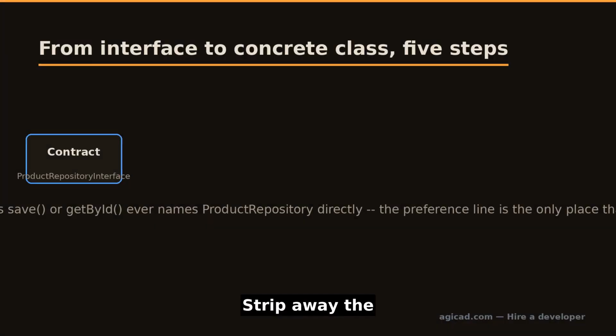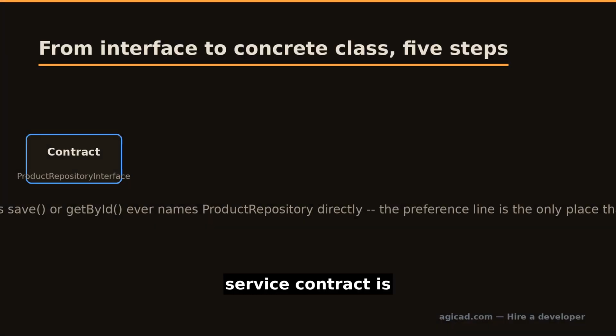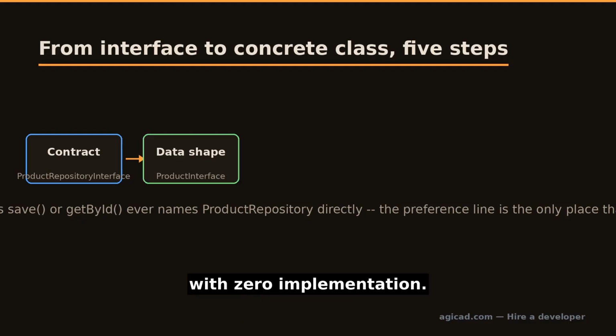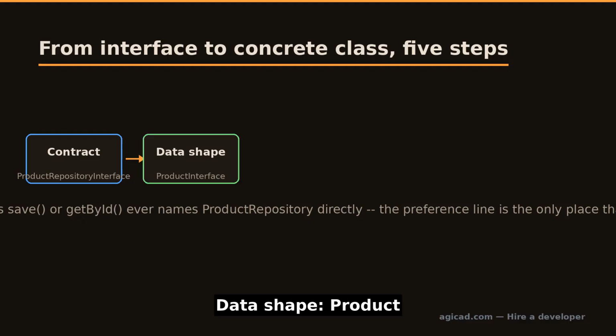Strip away the code, and a service contract is 5 stages. Contract: product repository interface declares behavior: save, getById, delete, getList, with 0 implementation. Data shape: product interface declares what a product is: SKU, name, price, and the rest, again with 0 implementation, just getters and setters.